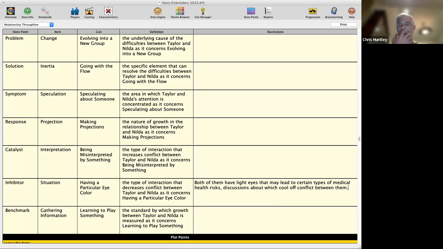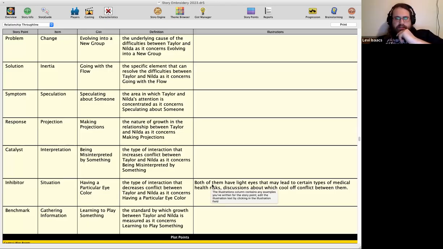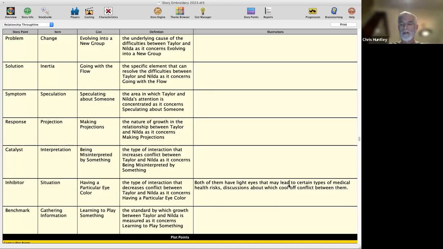Okay, so I just put in, both of them have light eyes that may lead to certain types of medical health risks. Discussions about which cool off conflict between them. Right? Yeah, that works. I mean, that's kind of in the realm. All right.